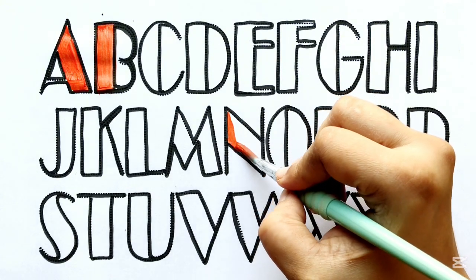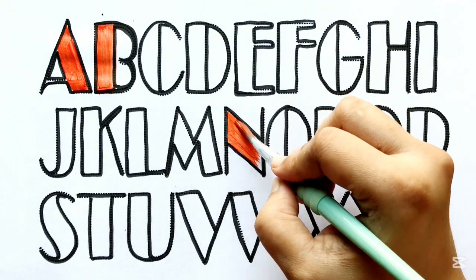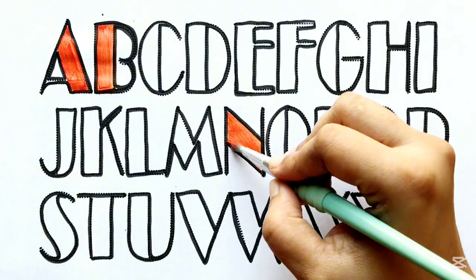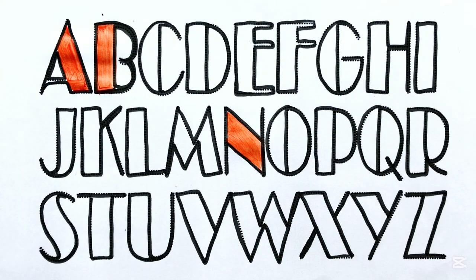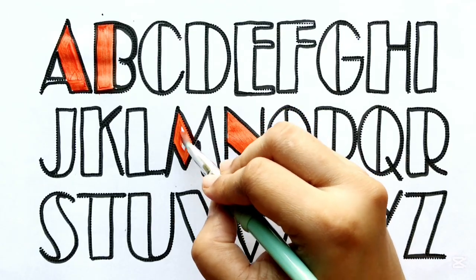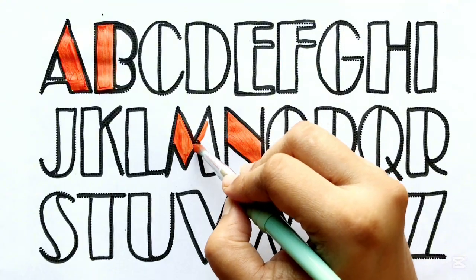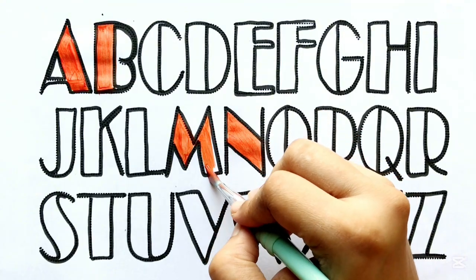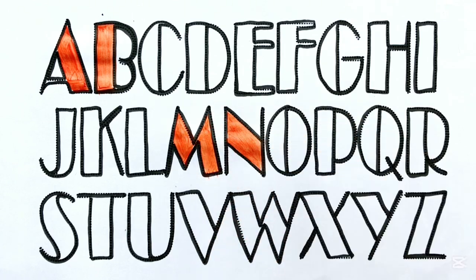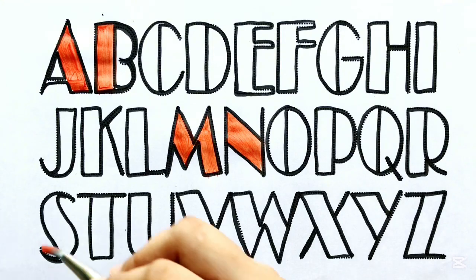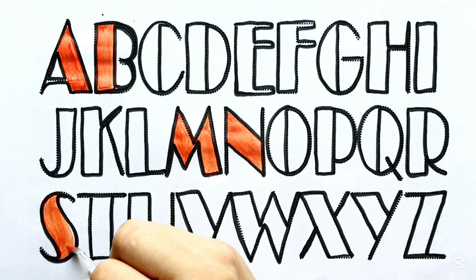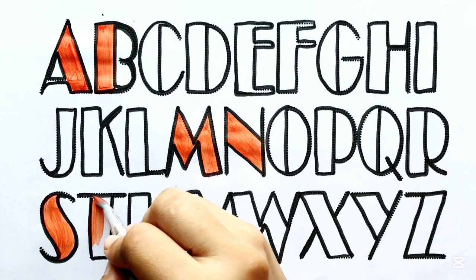N for nails. M for moon. S for snail. T for tiger.